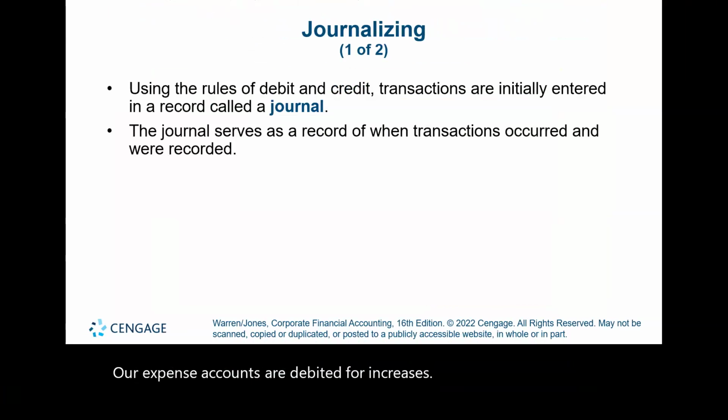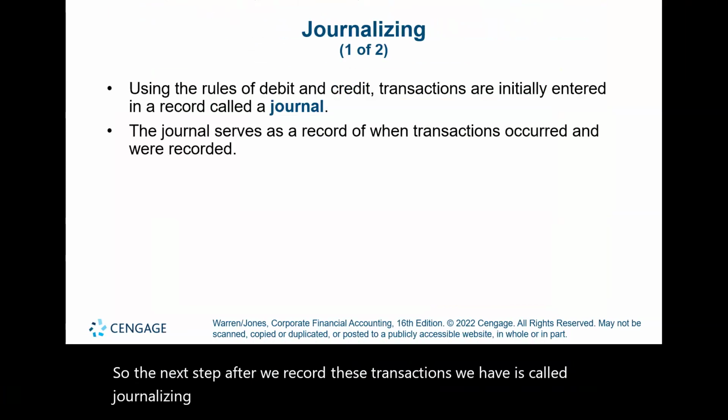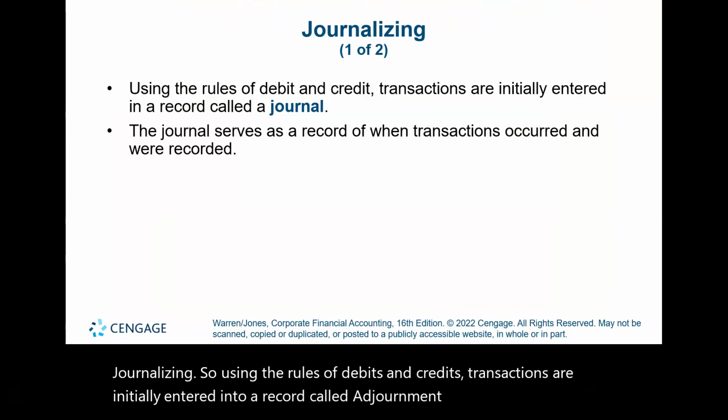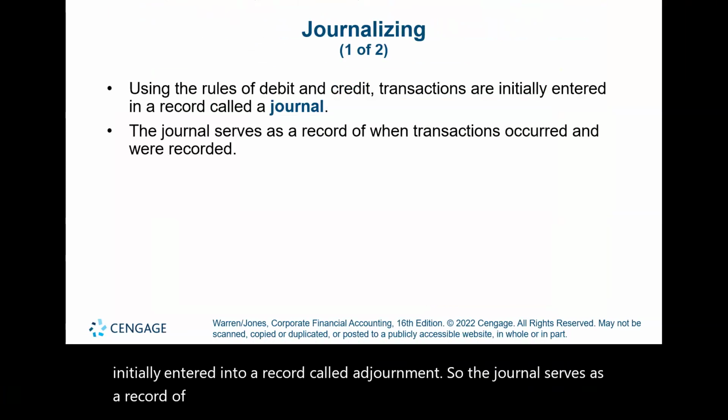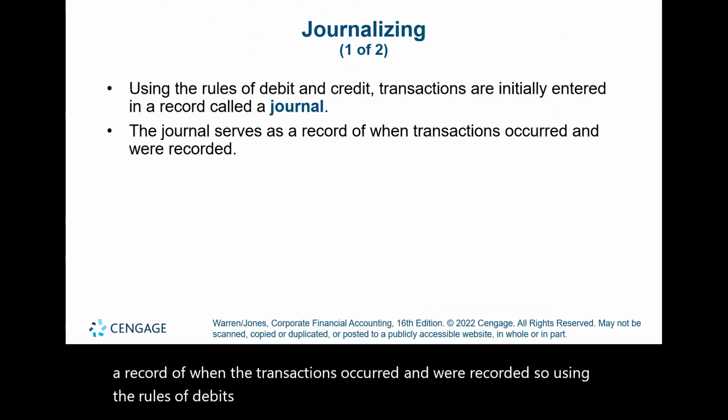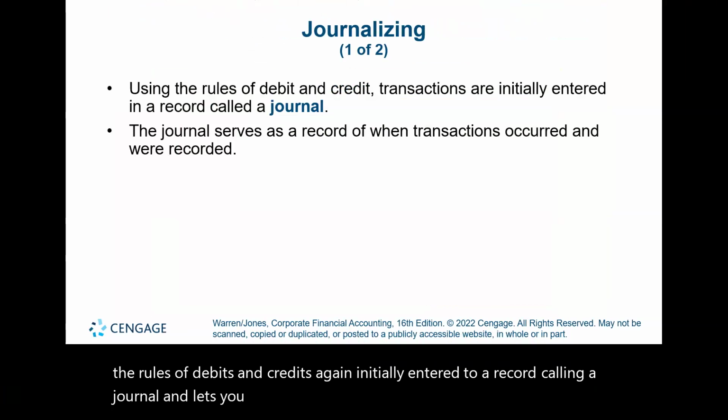The next step after we record these transactions is what's called journalizing. Using the rules of debits and credits, transactions are initially entered into a record called a journal. The journal serves as a record of when the transactions occurred and were recorded.